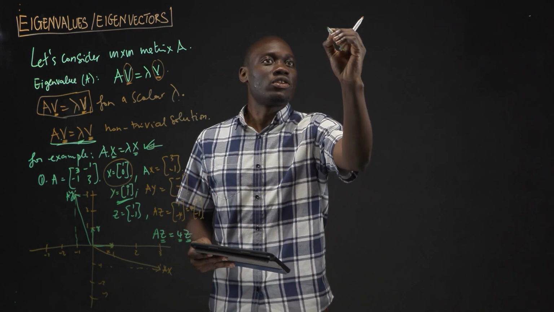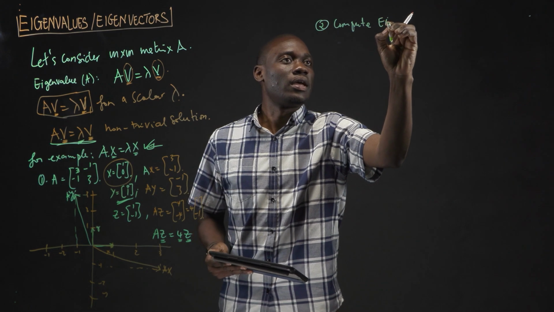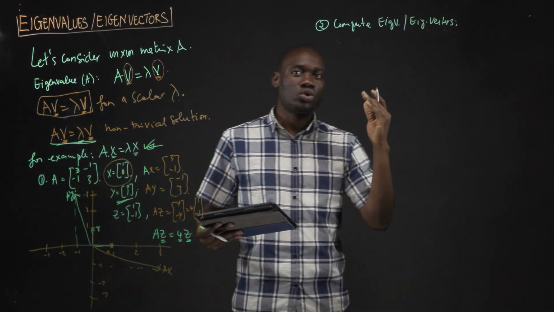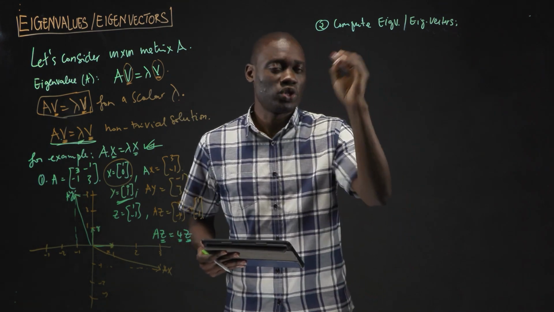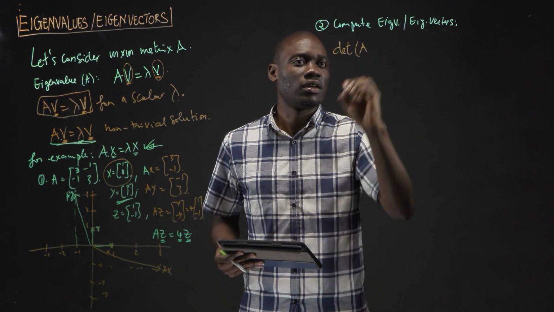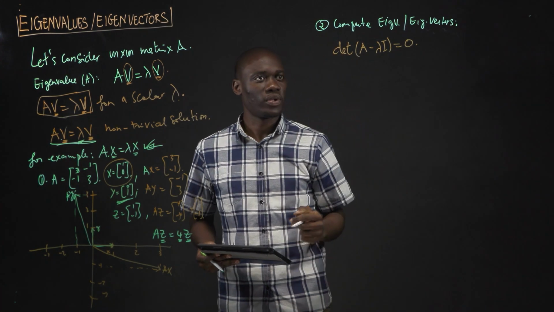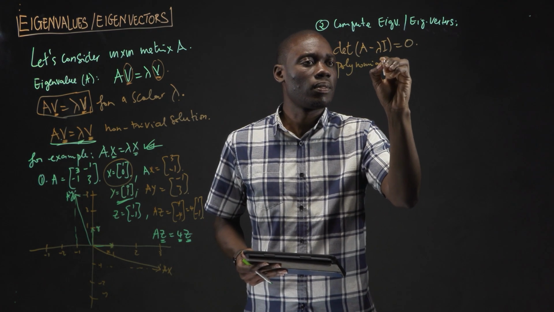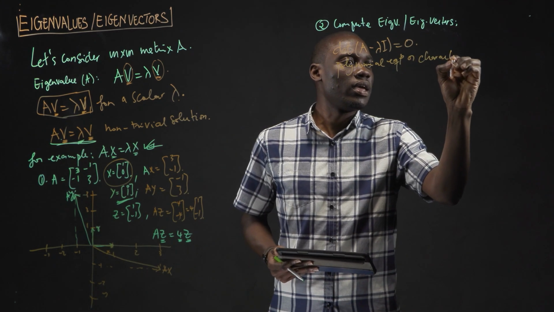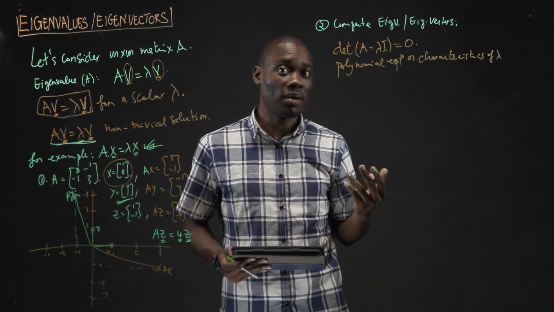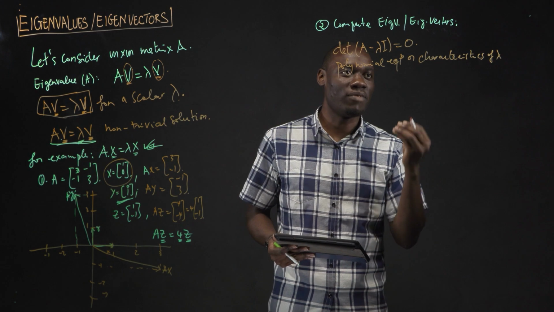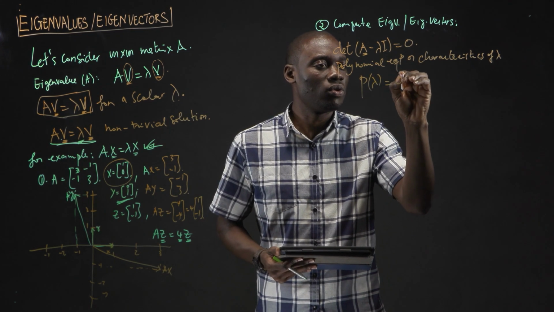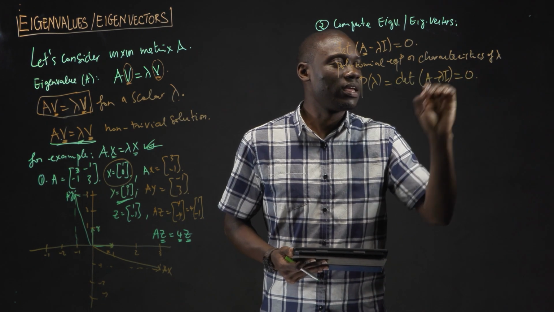Now, secondly, how do we compute eigenvalues and eigenvectors? To find the eigenvalues of a matrix, we solve the equation determinant of A minus lambda I equals 0. This will give a polynomial equation, or a characteristic equation, in lambda, where the eigenvalues of matrix A will be the roots of this polynomial. That is, p(lambda) equals determinant of A minus lambda I equals 0.